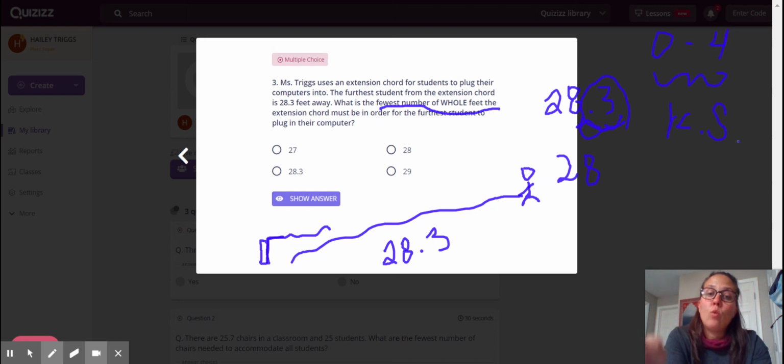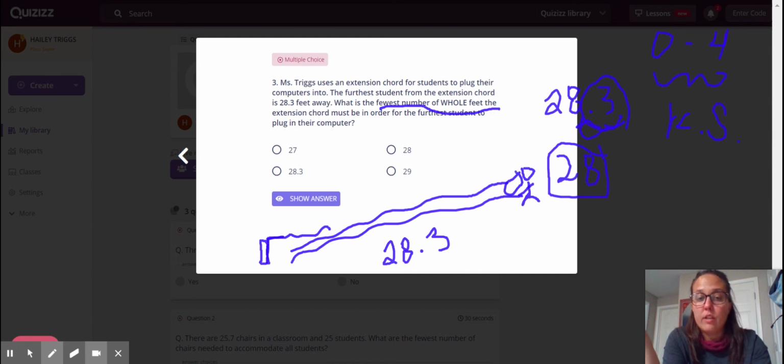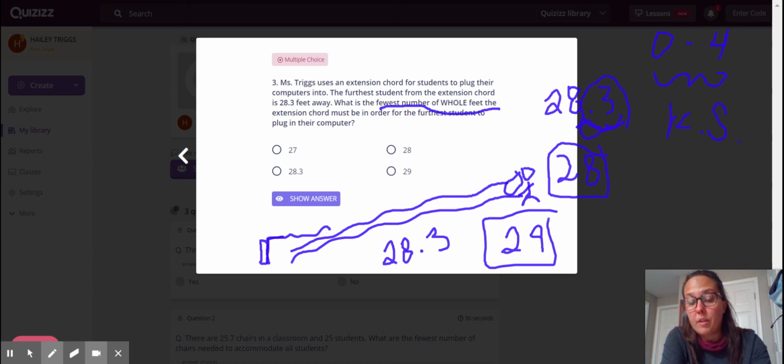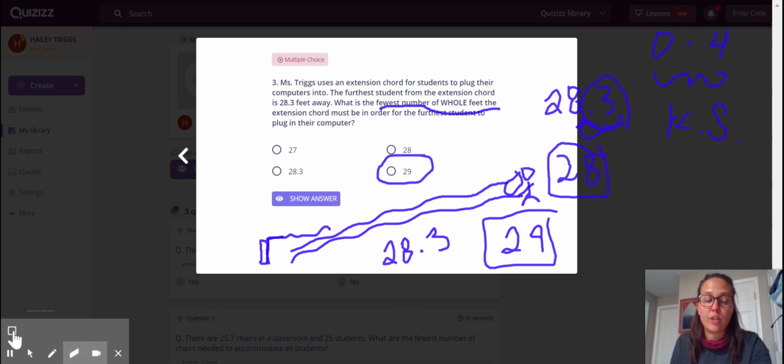But will 28 feet reach this student? Well, if we only went to 28 feet and we didn't make it that 0.3, then no, it's not going to make it to the student. So in this case, we have to round up to 29 so that the student will be able to reach the extension cord. There will be a little bit of extra distance or slack in the extension cord, but that is the fewest number of whole feet that would be required in order for the extension cord to reach the furthest student.